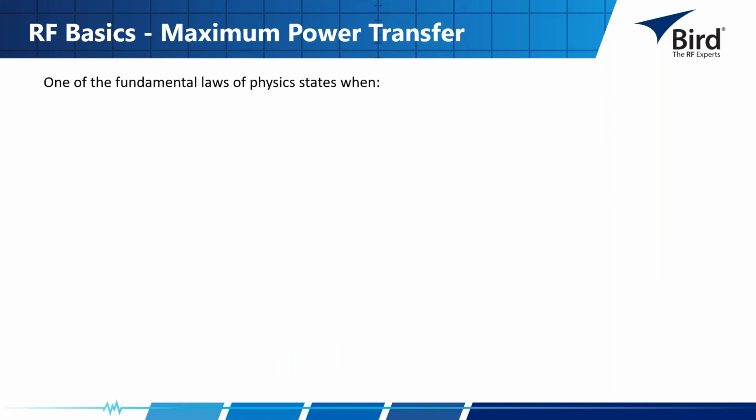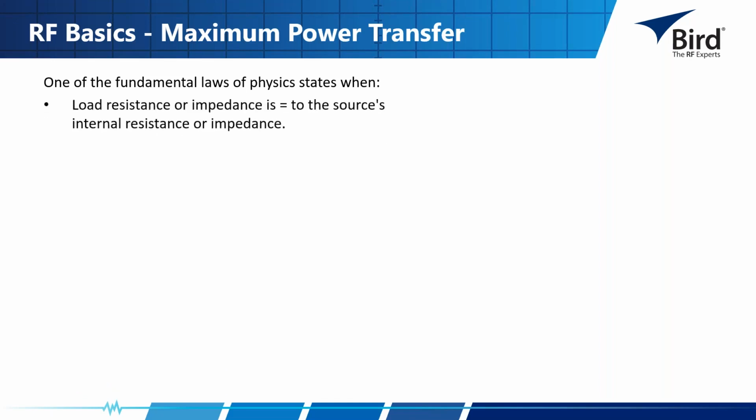One of the fundamental laws of physics states that when load resistance or impedance is equal to the source's internal resistance or impedance, maximum power will be developed in the load. So basically what that says is when all the components in your feed system are matched, when you key up your radio or turn on your transmitter, all that power is going to get out to the antenna.